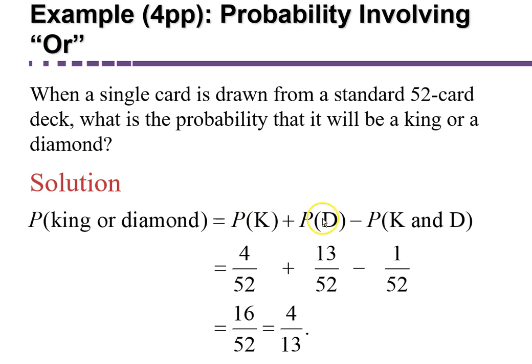And there they're showing us the protocol for doing it. Subtracting the 1 diamond king from this, and they get our answer.